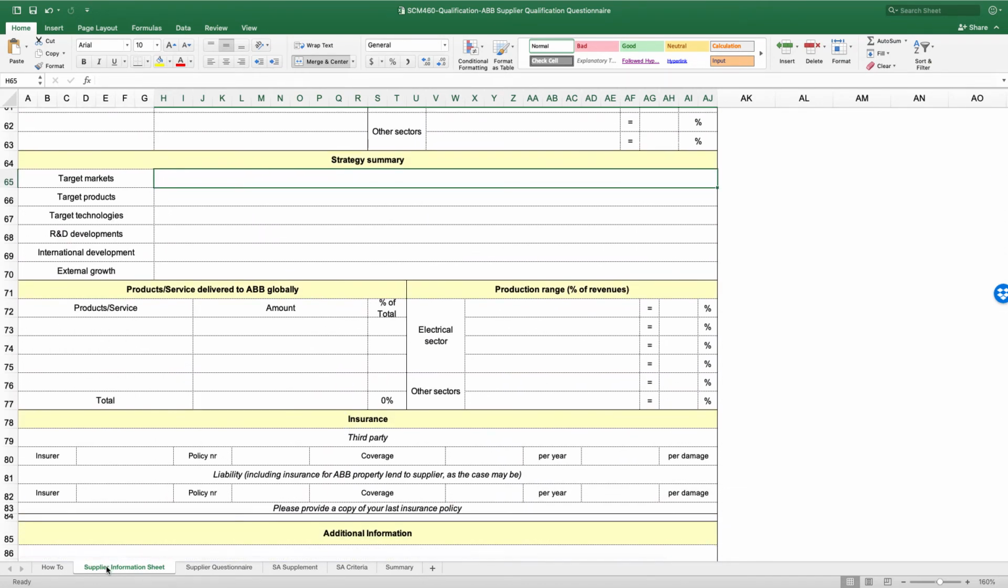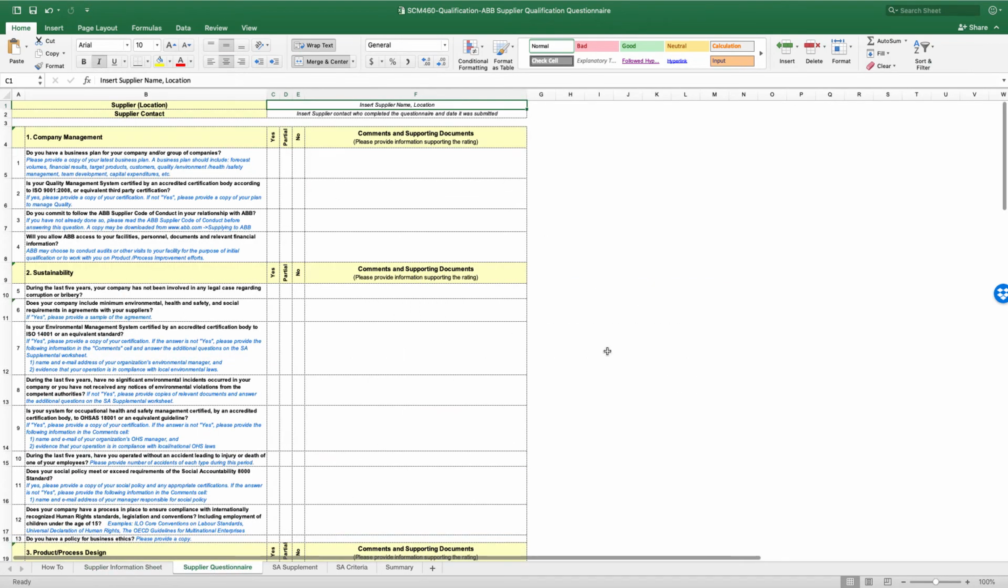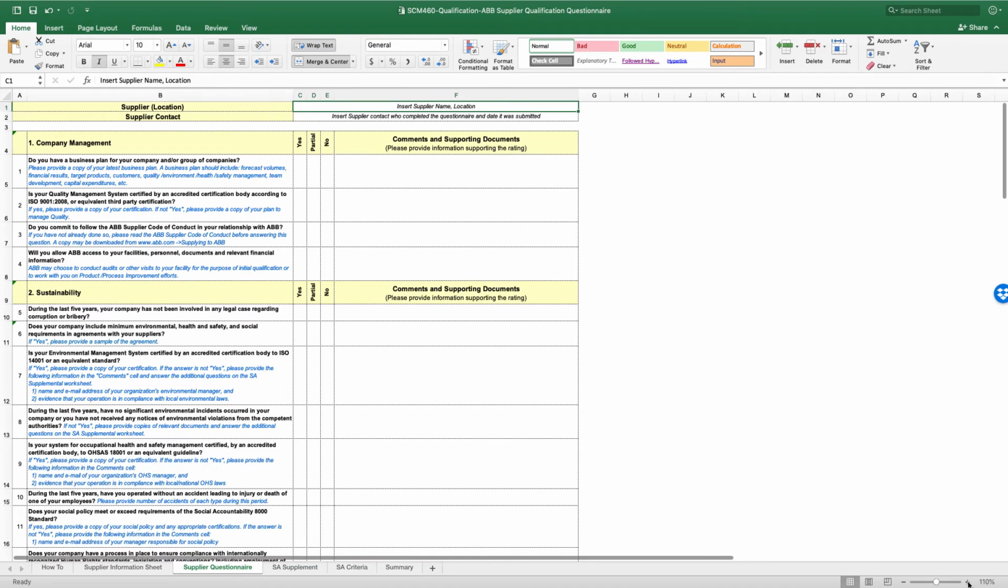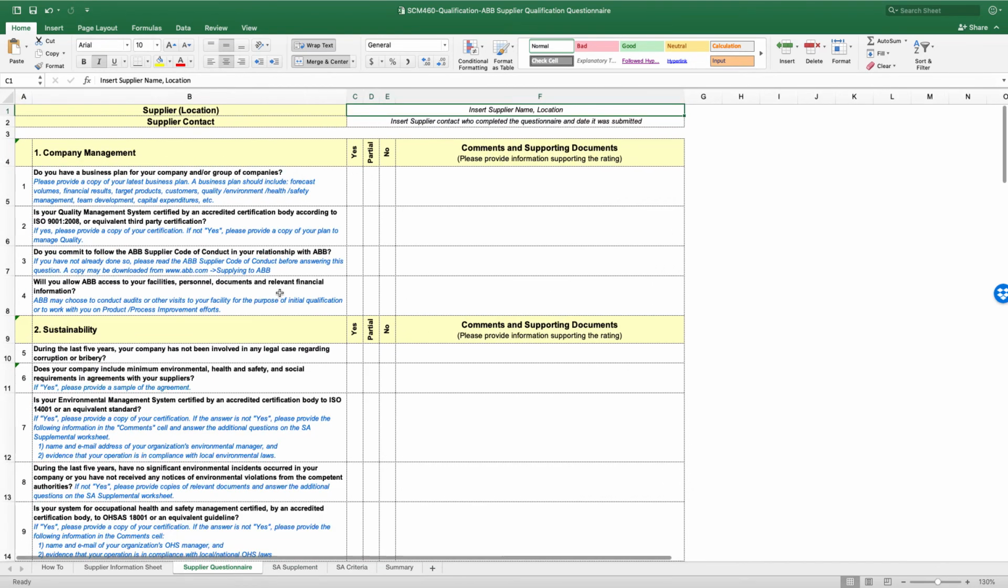Then this is only the supplier information sheet, because then comes the actual supplier questionnaire. Okay, so for each section, company management.